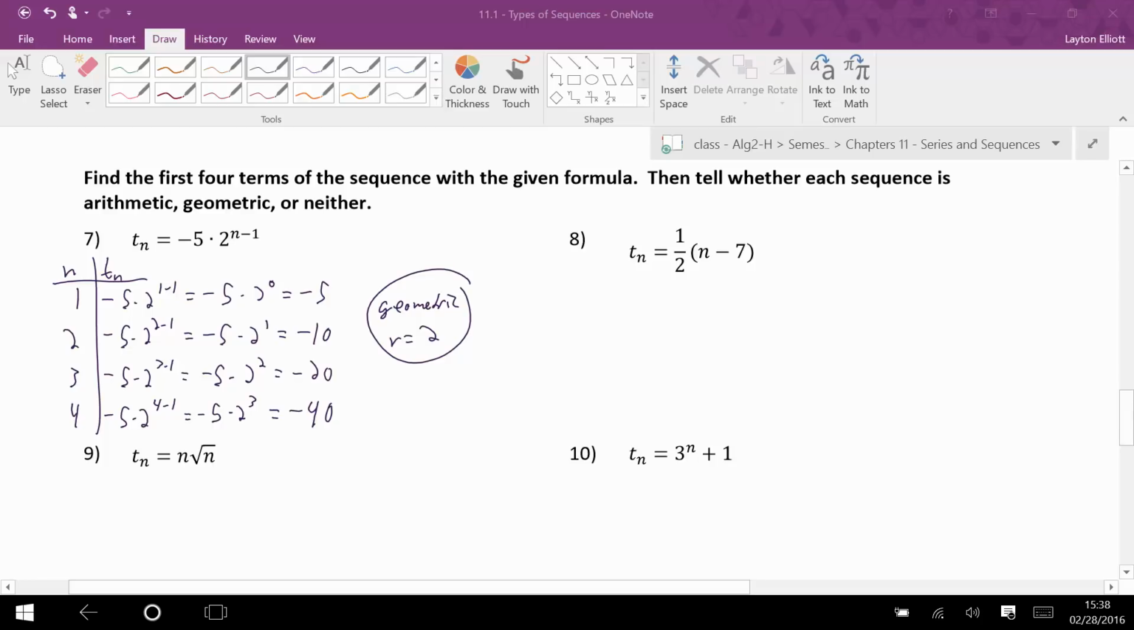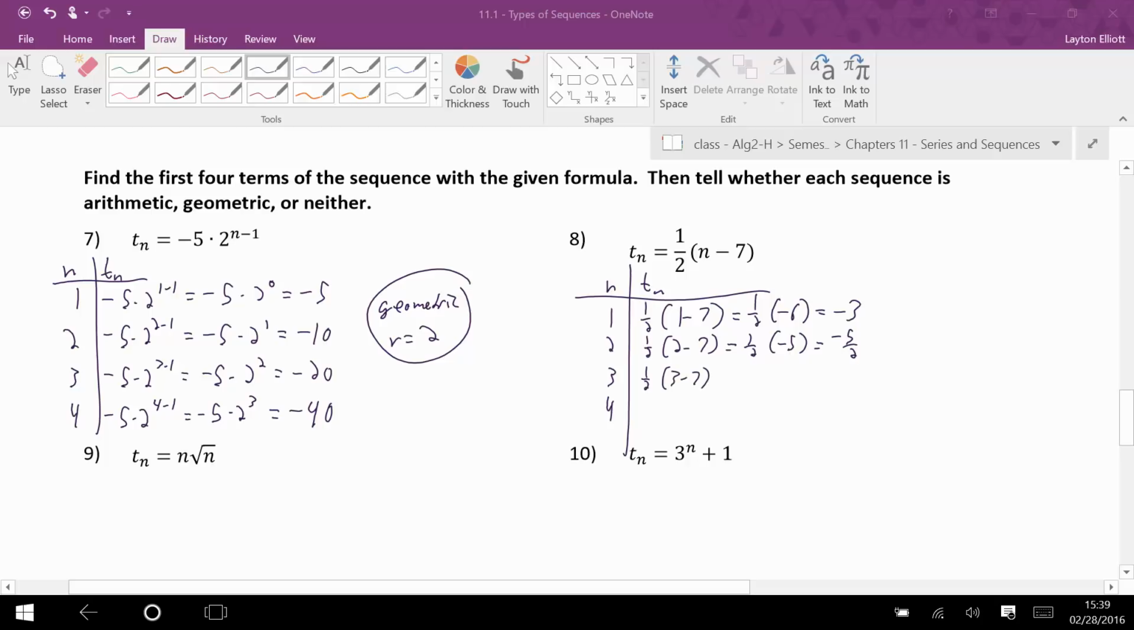Next, we're going to do the same thing. I'm going to set up kind of a t-chart here with an n and t of n, and I'm going to put 1, 2, 3, 4. And let's see, if I plug 1 in, I get 1 minus 7, which is negative 6, and that would be negative 3. Plug in 2, so I have 1/2 times negative 5, or negative 5 halves. Plug in 3, so I get 1/2 times 3 minus 7, which is 1/2 times negative 4, or negative 2. And 4 plugged in would be 1/2 times 4 minus 7, which is 1/2 times negative 3, or negative 3 halves.